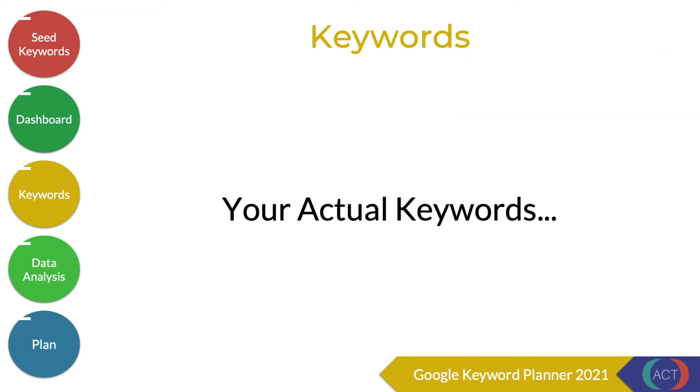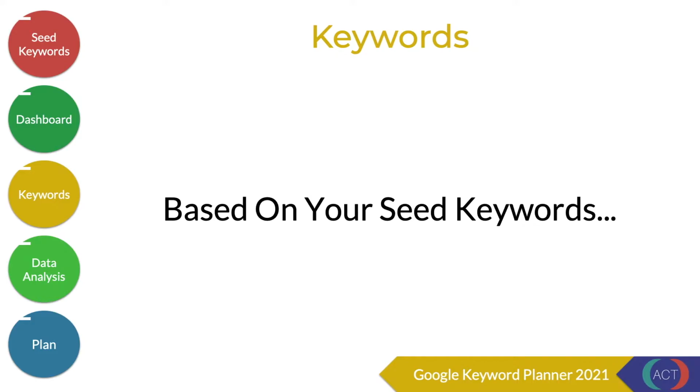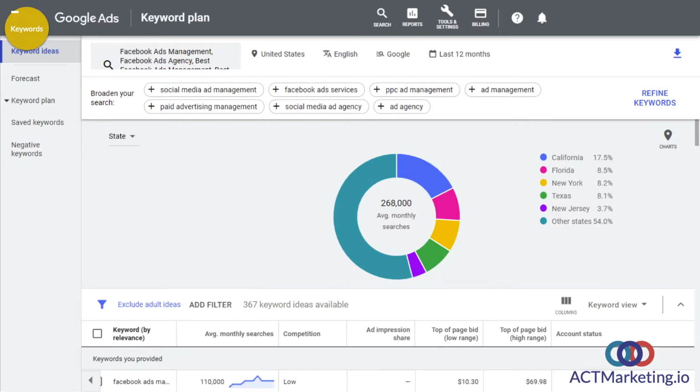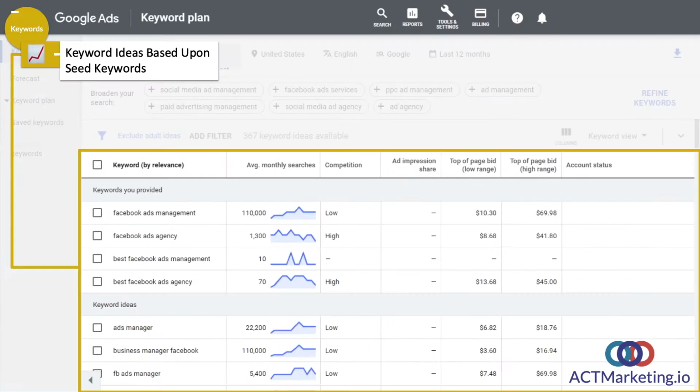So now let's get into the actual keywords, the actual research based upon your seed keywords. We'll jump back into our interface here, and then we will scroll down to the listing of all the keywords that Google has come up with based upon our seed. So you can see our seed keywords at the top, and then you can start to see the list of keywords that Google has come up with at the bottom.